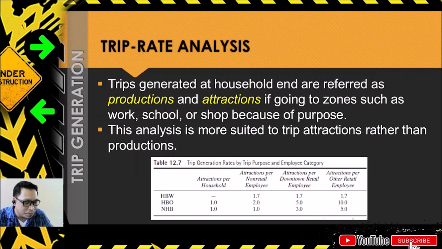So in trip rate analysis, it is the same in that it determines the number of trips per day, but it is more concerned with the number of trips, either production or attraction. It is mostly used for attractions. This is an example, Table 12.7, trip generation rates by trip purpose and employee category. More likely on attractions. We have home-based work, home-based other, and non-home-based.